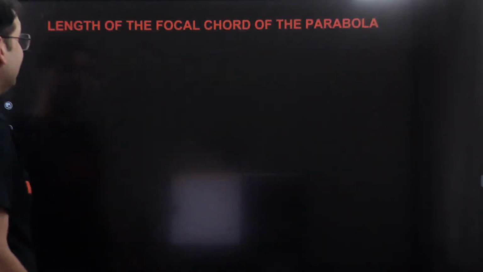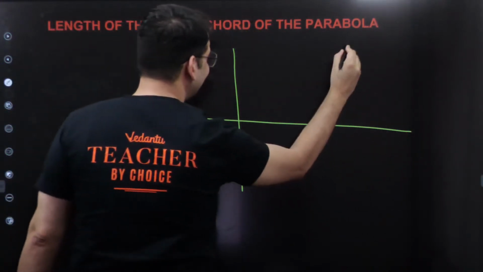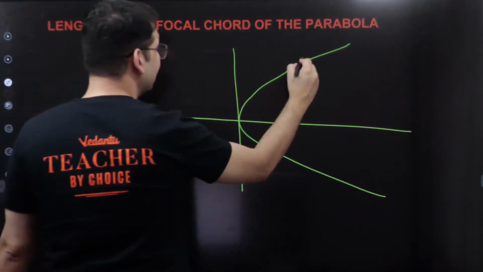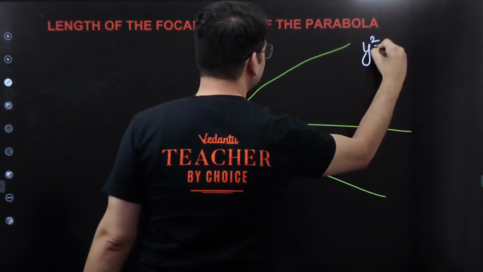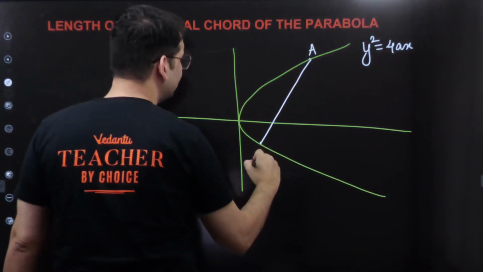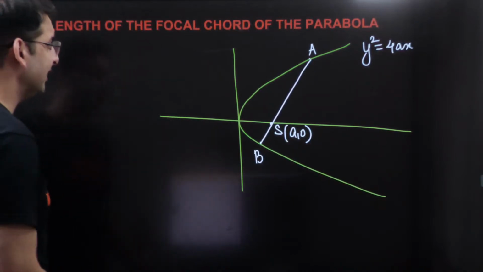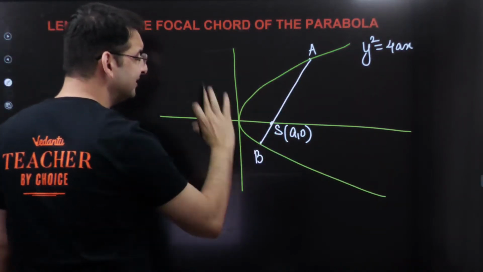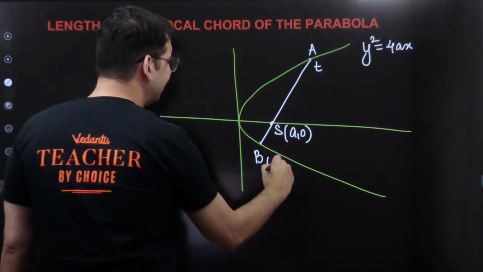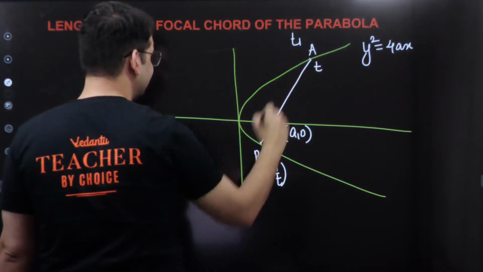Okay. Next, length of the focal chord of the parabola. This is a standard result, guys. If anyone remembers this, you can write on the chat. Do we remember this, guys? Let's say the parabola is y square is equal to 4x. What is the focal chord? It is a chord which passes through the focus. So AB is the chord which passes through the point S. This is the focal chord. Now this is point T. Clearly this is point minus 1 by T. Or otherwise, if this is T1, this is going to be T2.